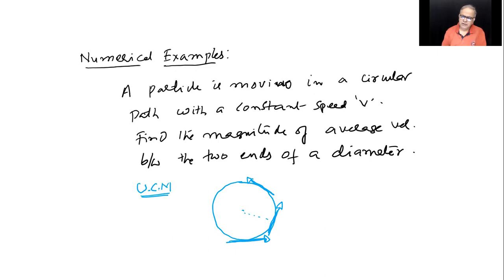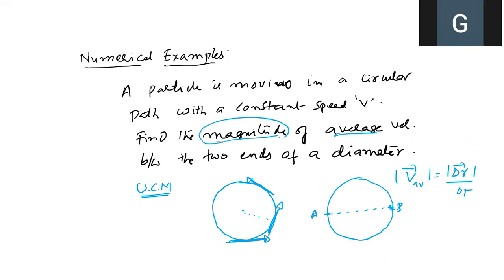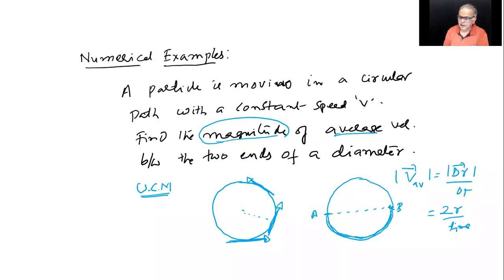All right. So we were asked to find the magnitude of average velocity between the two ends of a diameter. So if you think it started here, it went there for the first time. V average mod is displacement, isn't it? Delta R mod by delta T. I asked you the magnitude. So the displacement magnitude will be how much now? 2R. Yes, sir, 2R, divided by time delta T. Time I don't know. But I know the speed is V for this distance.